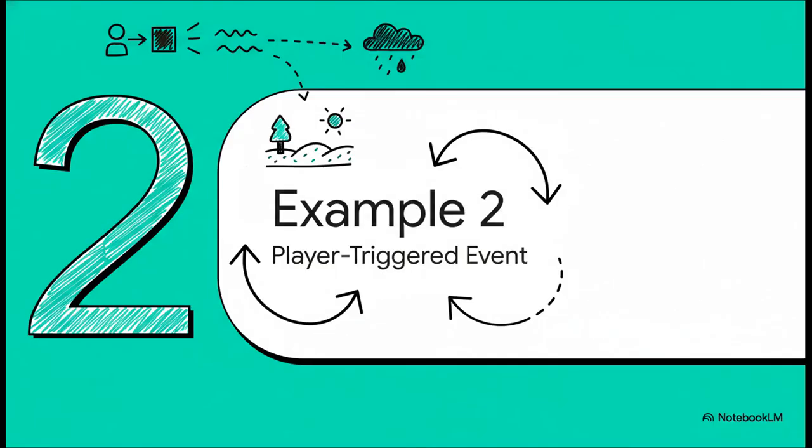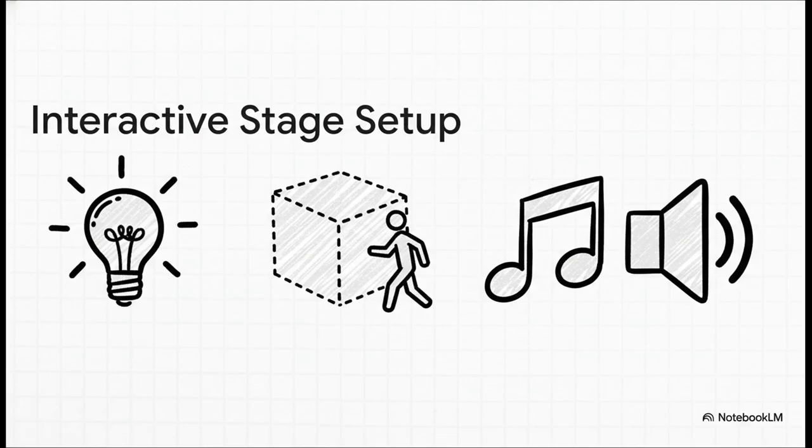Okay, automated events are cool, but the real magic is when the world reacts to the player. So for our next trick, we're going to build an event that changes the world based on where the player decides to go. For this setup, we're going to need 3 key ingredients. Another point light, just like before.